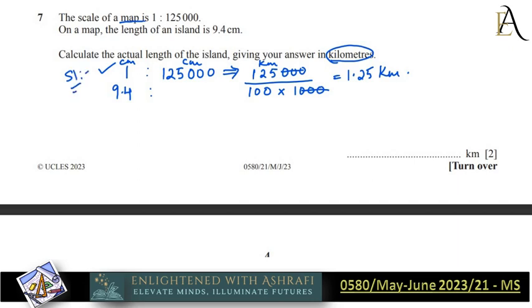Step 1 is done. So for step 2, 9.4 into 1.25 will give me 11.75 kilometers. Be careful, read the question carefully.